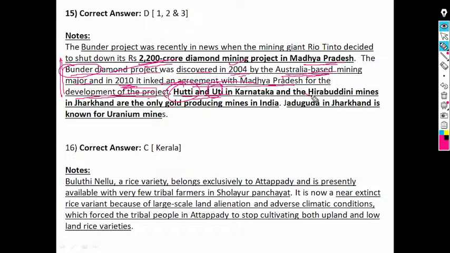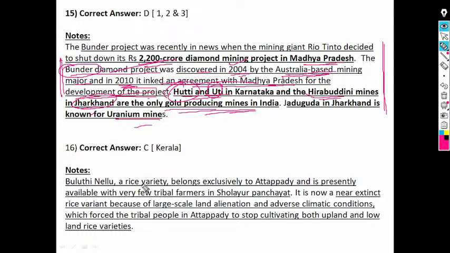Utti in Karnataka and Hirabuddin mines in Jharkhand are the only gold producing mines in the country. Jaduguda in Jharkhand is known for the uranium mines. Utti and Hirabuddin in Jharkhand are known for the gold producing mines in India. So these are the very important collections that we have to know.